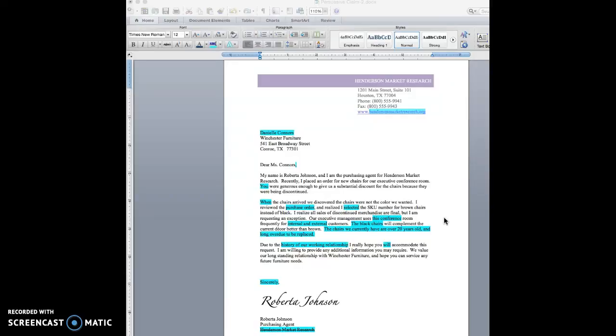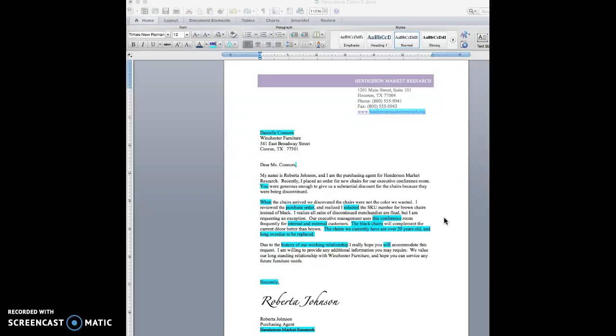At any rate, our executive management uses this conference room frequently for internal and external customers. I felt like internal and external customers is not necessary. Why not just say for meetings with customers? And what other is there besides internal and external? And what are internal customers? So I just think that's probably troublesome phrasing.